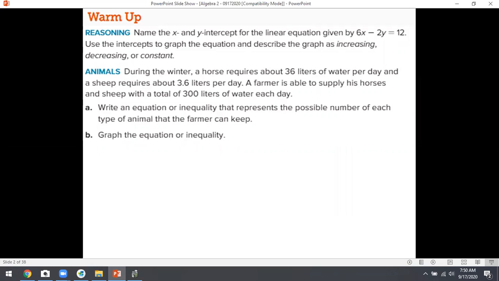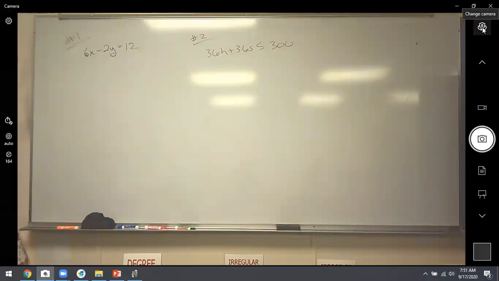So number one, name the x and y intercepts for this linear equation given, 6x minus 2y equals 12. Use the intercepts to graph it, and then figure out if it's increasing or decreasing. So let's take a look at that real quick. All right, here's your equation.